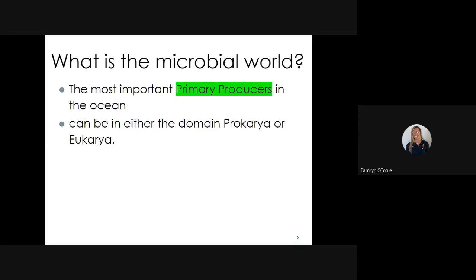So your first part I want you to highlight on your notes is that primary producers. If there's something highlighted on my screen that's not a blank that you have to fill in, go ahead and use that highlight tool, or underline tool, and underline it.